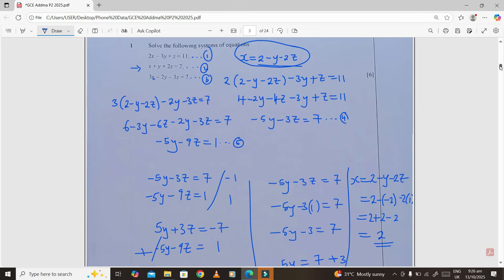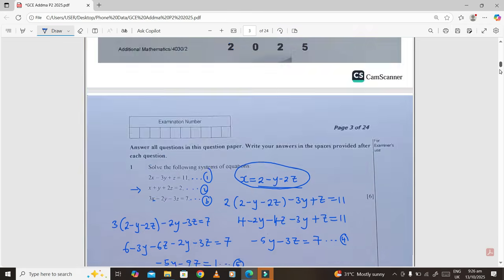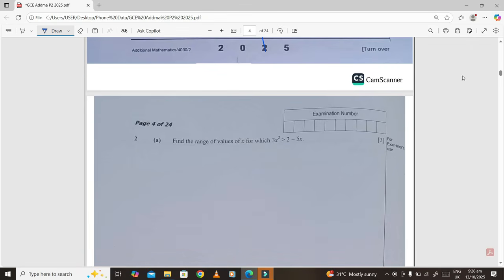So now we've gotten all the values. So here we can say x, comma, y, comma, z is equal to, x is what? It's a 2, y is negative 2, z is 1. So these are the solutions for the first question. We now go to question 2.